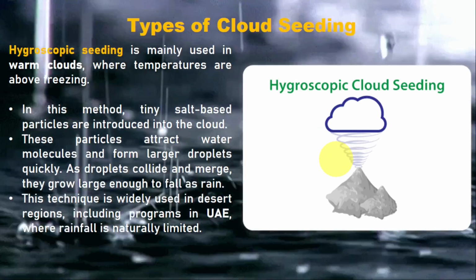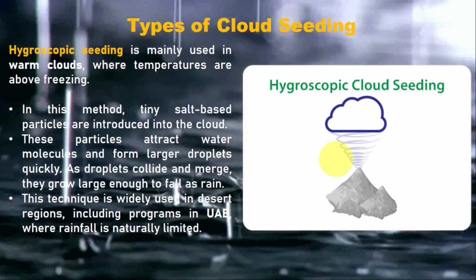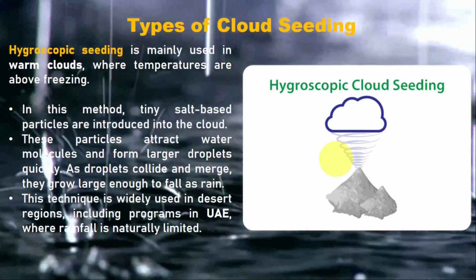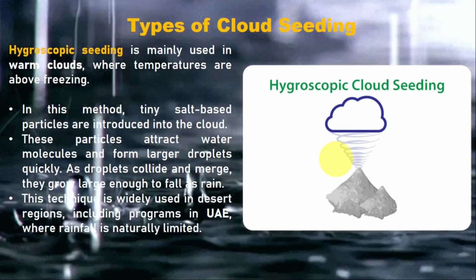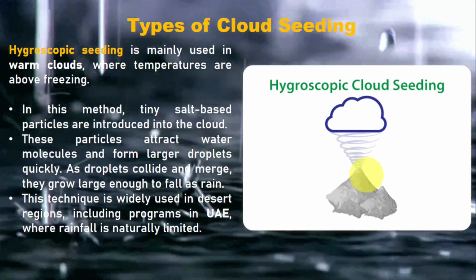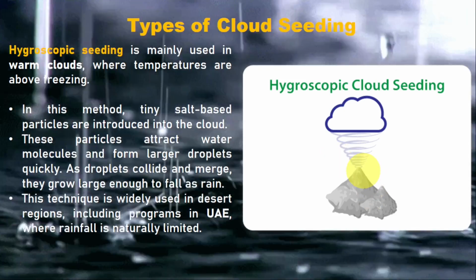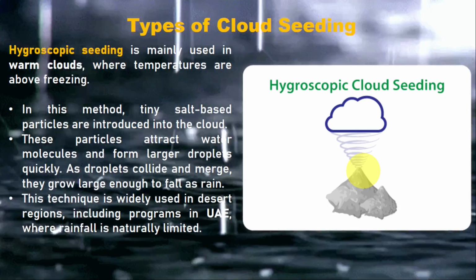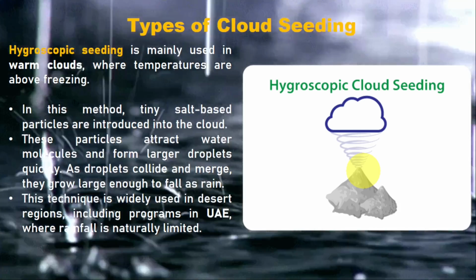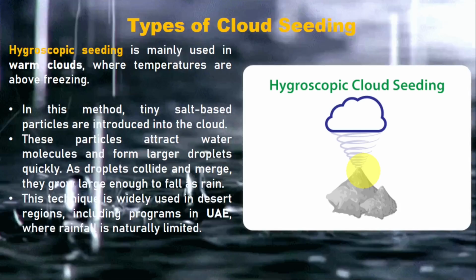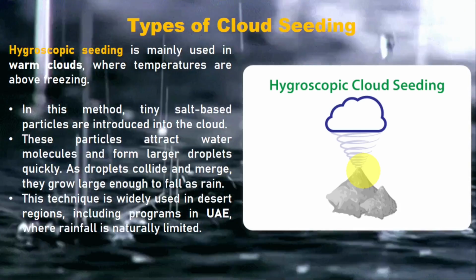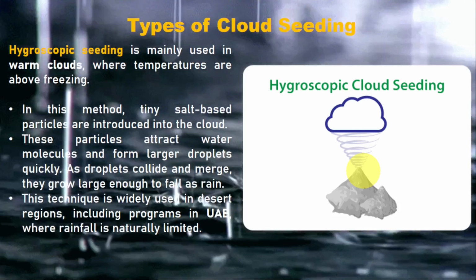Then we have hygroscopic seeding, which is mainly used in warm clouds where temperatures are above freezing. In this method, tiny salt-based particles are introduced into the cloud, and these particles attract water molecules and form larger droplets quickly. As droplets collide and merge, they grow large enough to fall as rain. This technique is usually used in the Middle East, in UAE regions.